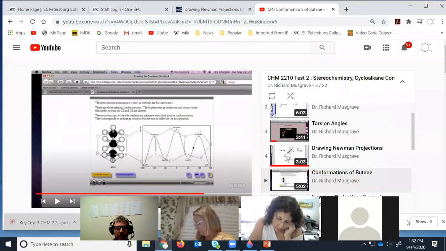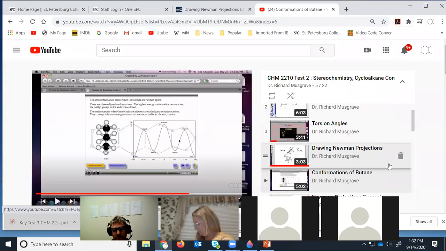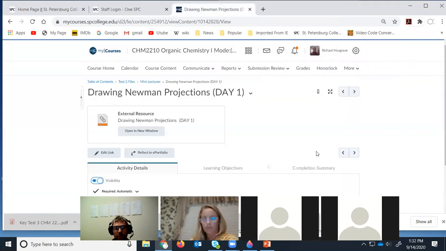Hey, Dr. Musgrave. Doctor, the energy profile is only pertinent to gases, though, right? Not liquids. Yes, I'd say that's true. I believe that's true. Could we see an example of this on the exam? Oh, why not? I think I might do that.